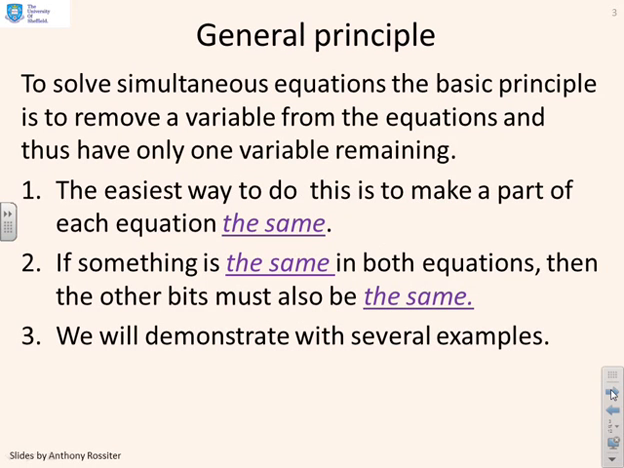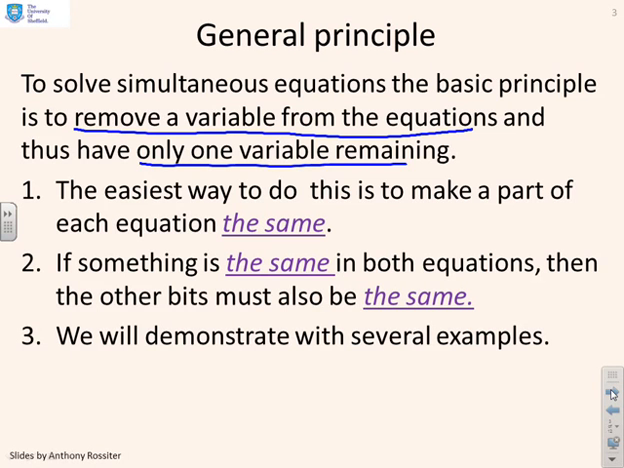So what's the general principle? In order to solve simultaneous equations, what we're going to do is remove one variable from the equations, and if we can remove one variable, there's only one variable remaining. So you had 2, you take one away, you've got one left. Once you've got one left, the solution is straightforward.